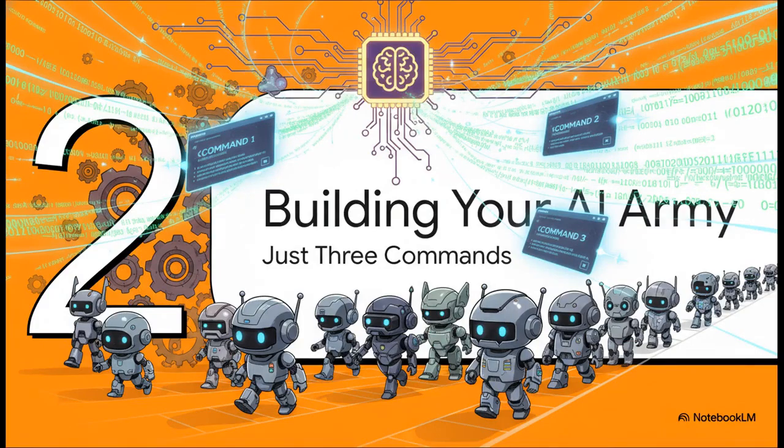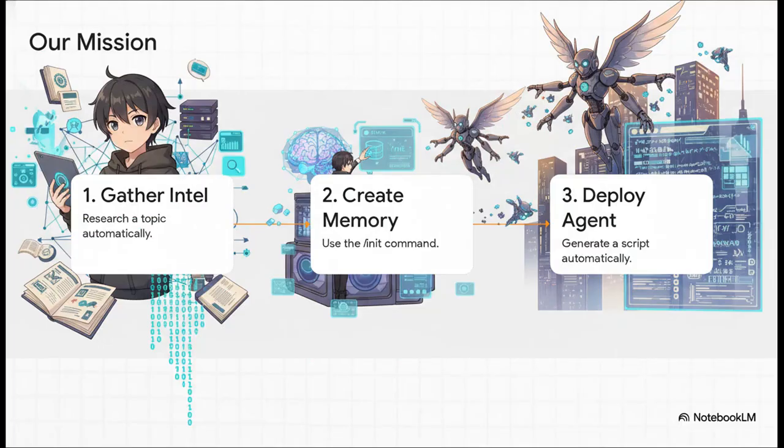Okay, now that you've got the theory down, let's get practical. I'm going to walk you through how to build a fully automated AI content creation system, and we're just going to use a few simple commands to do it. Our little mission here has 3 phases. First, we're going to gather some intel by researching a topic. Second, we'll create a permanent memory for our project so it doesn't forget anything. And finally, we'll deploy a specialized agent to do all the heavy lifting for us.